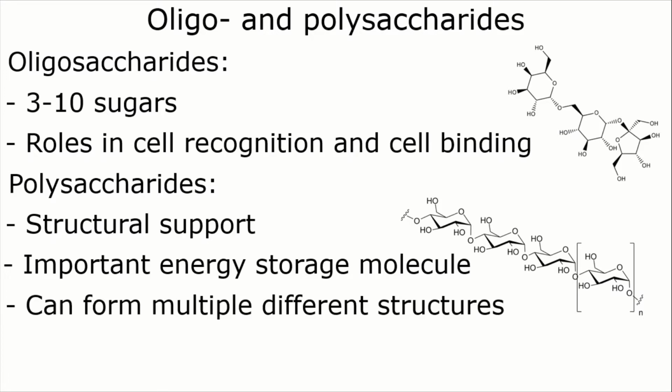glycogen and starch. And they can form multiple different structures, so they can form these coiled structures, which are very compact, very easy to store, but they can also form these amazing branch chain structures with thousands of branches coming off from a single chain, and this is very important for energy breakdown. So we'll start by looking at glycogen.